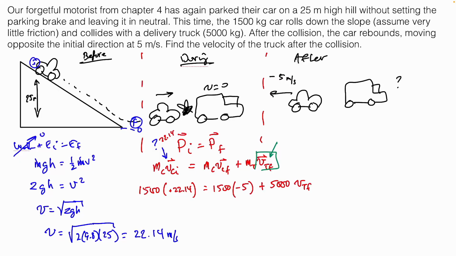What happens to the math is this is 1,500 times 22.14 plus 5. I did a couple of math steps there. I moved the 1,500 times minus 5 over to the other side, and then I factored out the 1,500. So it became positive, and I factored out 1,500. It's supposed to be a 22. And then I divide both sides by 5,000.